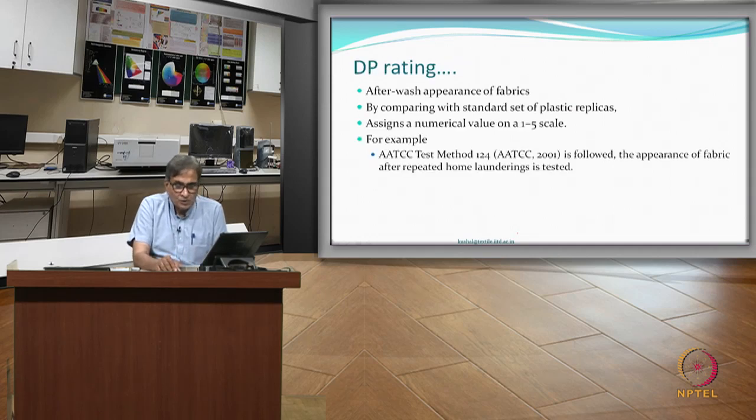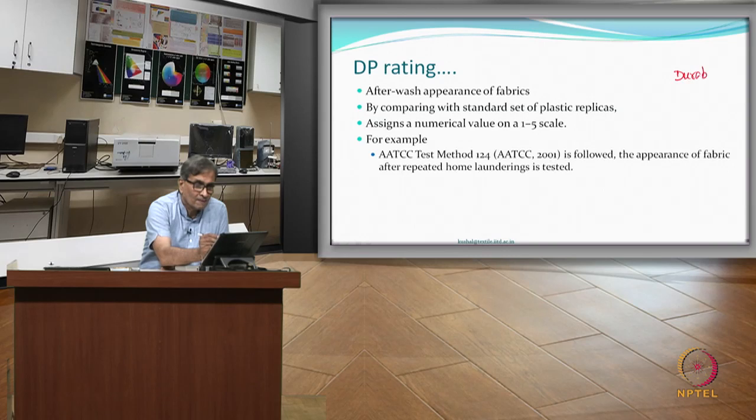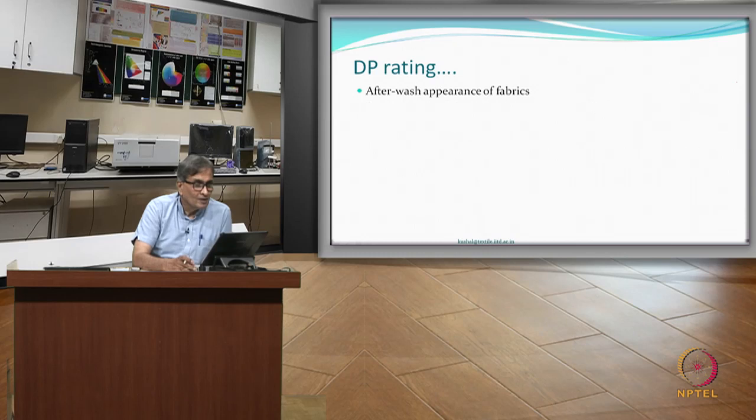The other rating which people use, when you sell anything to the client, they may like to know, is the DP rating. DP means durable press. So, what does it have? So, durable press rating is the appearance of a fabric after you have washed.